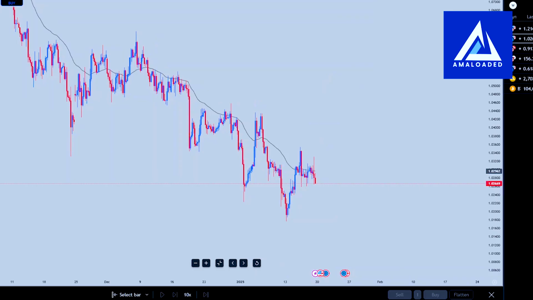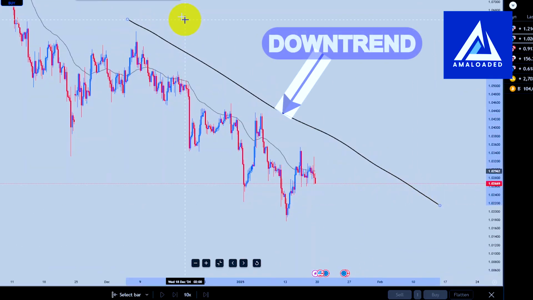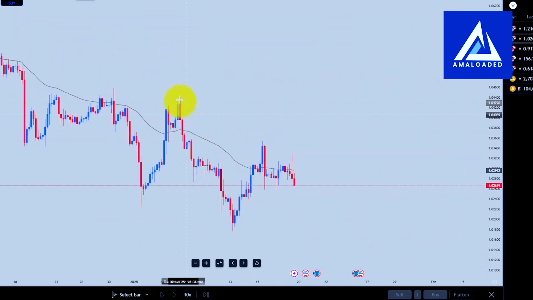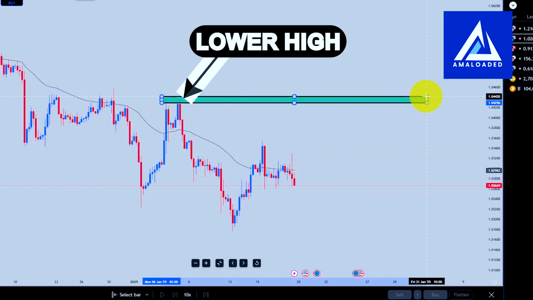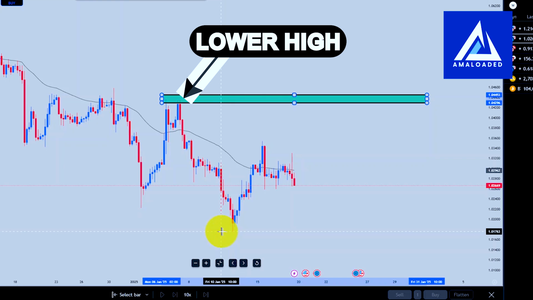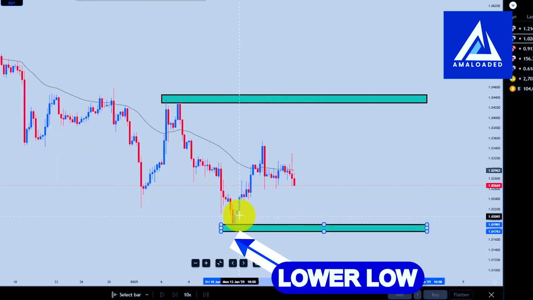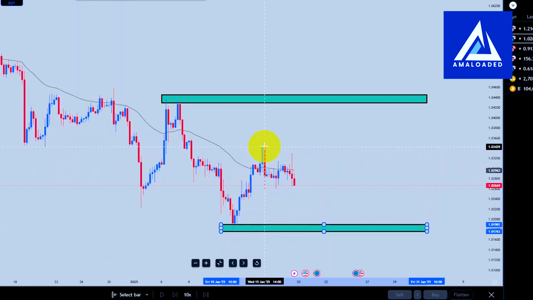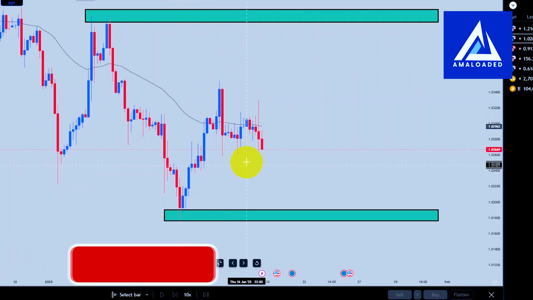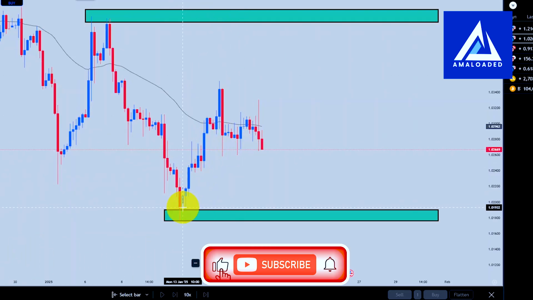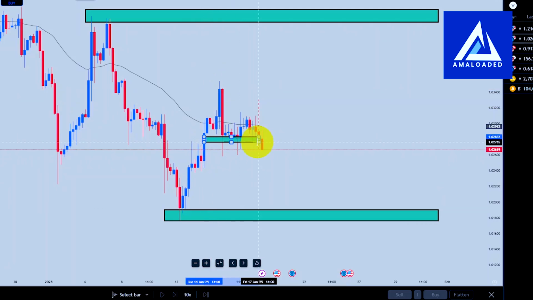Overall market structure on Euro USD, you agree with me that the sellers are the ones ruling the market. The last major lower high is around this zone here, and the last major lower low is around this zone here. So what is happening within this zone here is just a minor bullish structure retracement. Currently, the sellers have invalidated this minor bullish retracement by taking out the last higher low here.